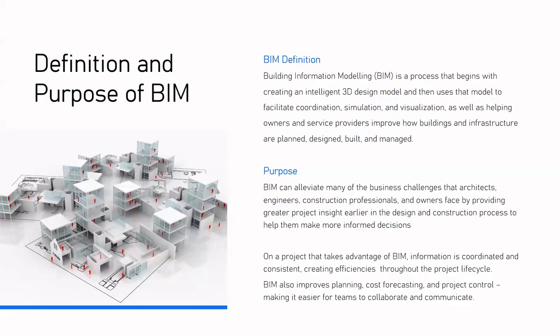So from a BIM definition point of view, building information modeling is a process that begins with creating intelligent 3D design. I think the emphasis there is on intelligent 3D design. It's not just a way of turning your 2D CAD drawings into pretty 3D drawings. The real leverage comes from the intelligent 3D design aspect. So that 3D design model, and then uses that model to facilitate coordination, simulation, and visualization, as well as helping owners and service providers improve how buildings and infrastructure are planned, designed, built, and managed. So that pretty much wraps up BIM in a nutshell.